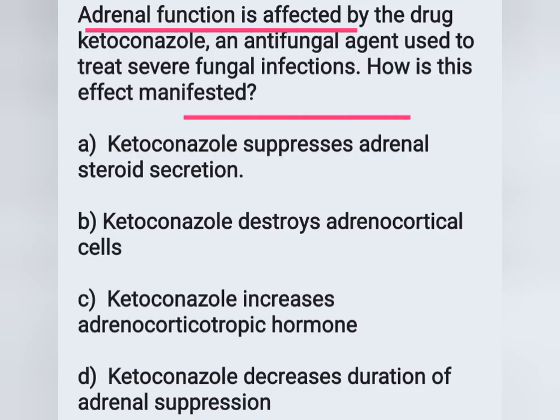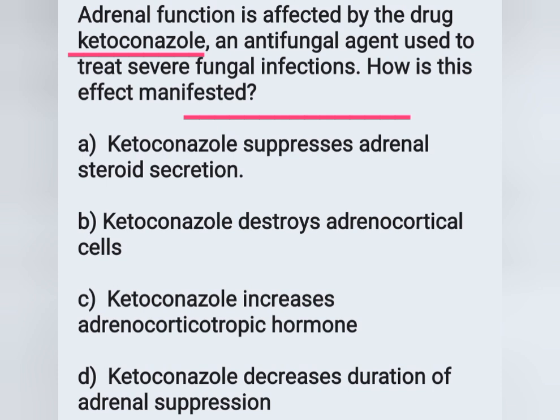Adrenal function is affected by the drug ketoconazole, an antifungal agent used to treat severe fungal infection. How is this effect manifested? Options: Option A, ketoconazole suppresses adrenal steroid secretion. Option B, ketoconazole destroys adrenocortical cells. Option C, ketoconazole increases adrenocorticotropic hormone. Option D, ketoconazole decreases duration of adrenal suppression.